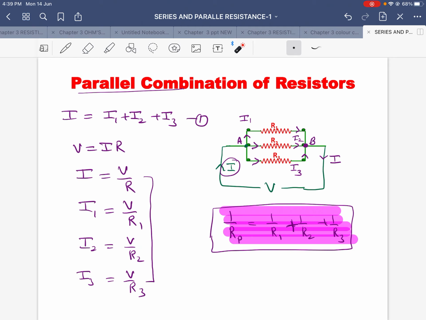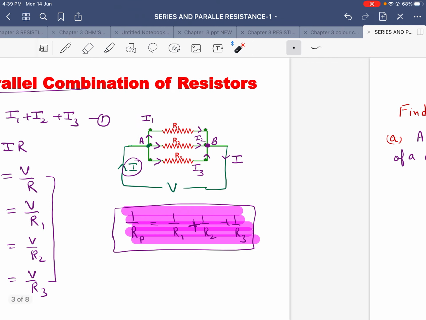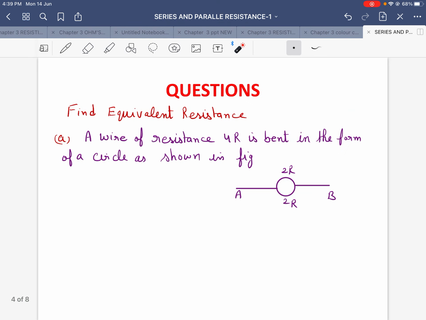Now we will take some examples with the help of which you can learn how to find the equivalent resistance in series and parallel combinations. The first question is most important. A wire of resistance 4R is bent in the form of a circle as shown in the figure, and we have to find the equivalent resistance of this figure.